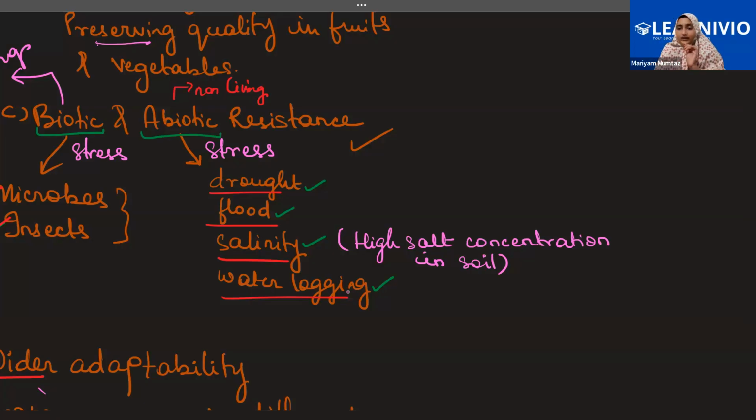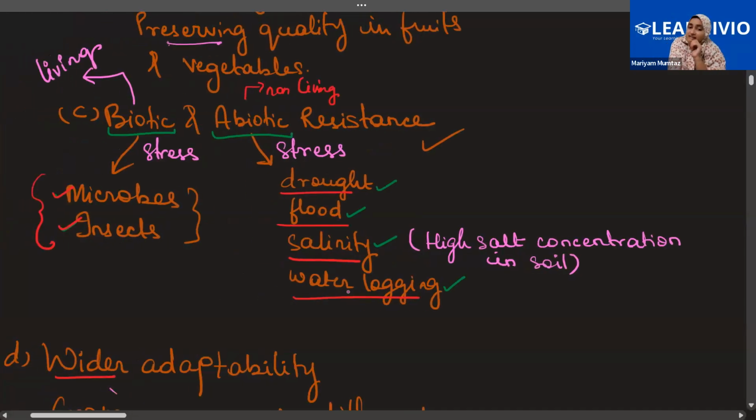All of these are non-living stresses that can cause a bad effect on the plant. Because of them, the crops will suffer a lot and the products will not be synthesized. So biotic stress and abiotic stress are the two kinds of stresses that a crop can undergo. Making a crop resistant to these stresses will be beneficial for us, isn't it?